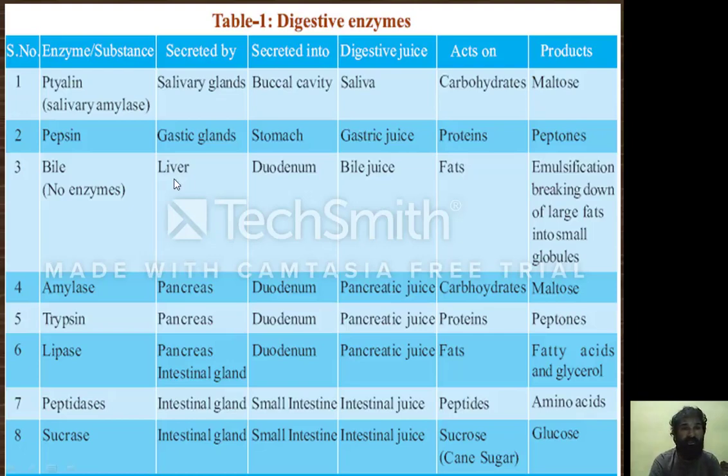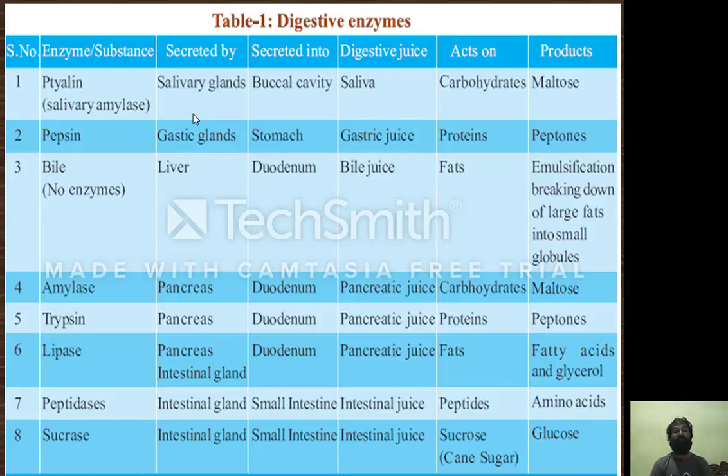The gastric glands also release mucilage, and this mucilage protects the stomach walls. Because the gastric glands also release HCl, the HCl can damage the gastric wall. That is why the stomach releases a special substance called mucilage. This mucilage protects the gastric walls from the HCl.